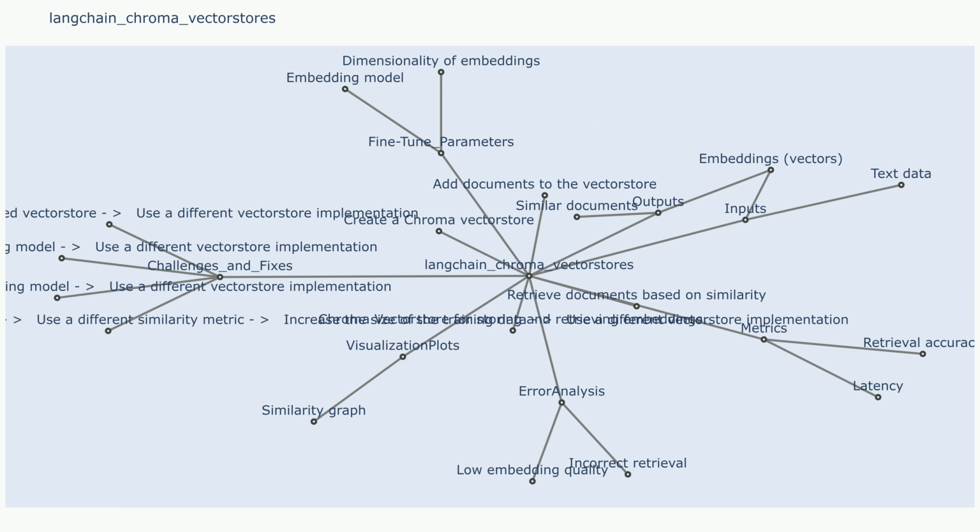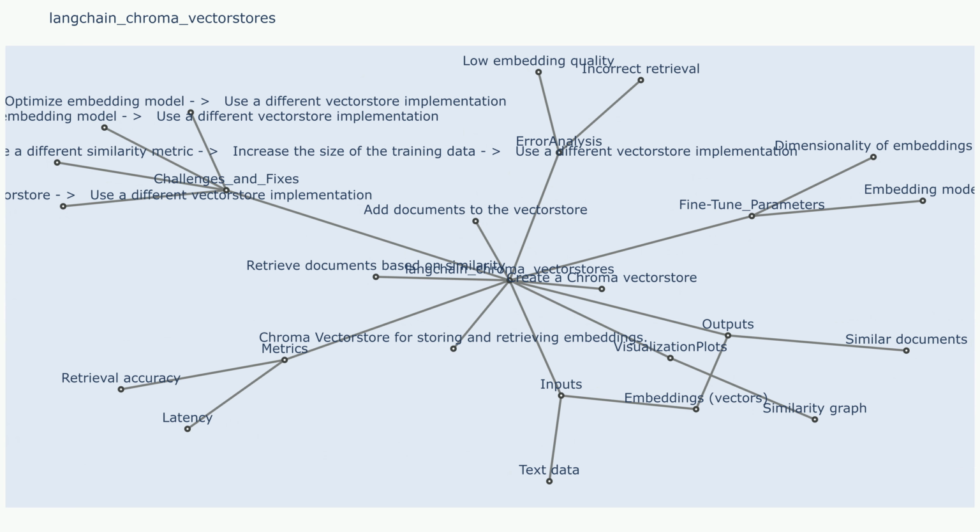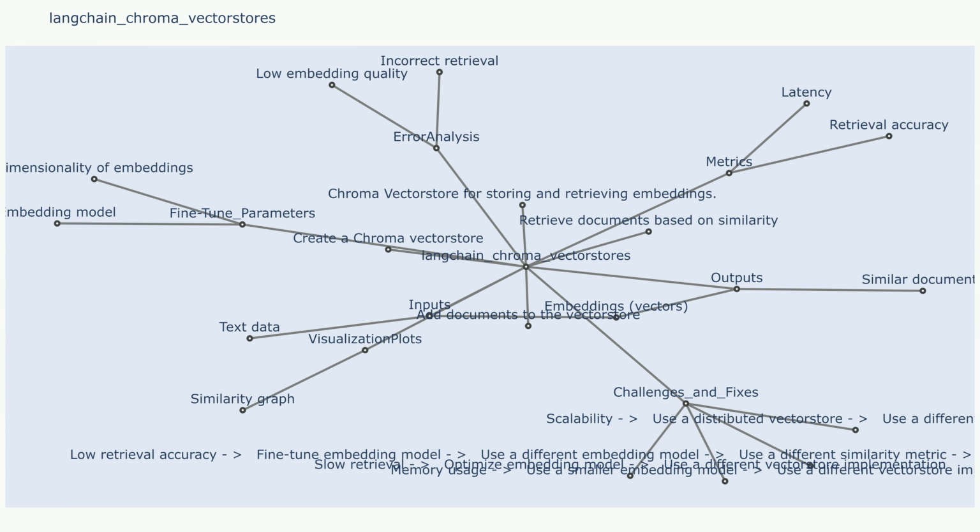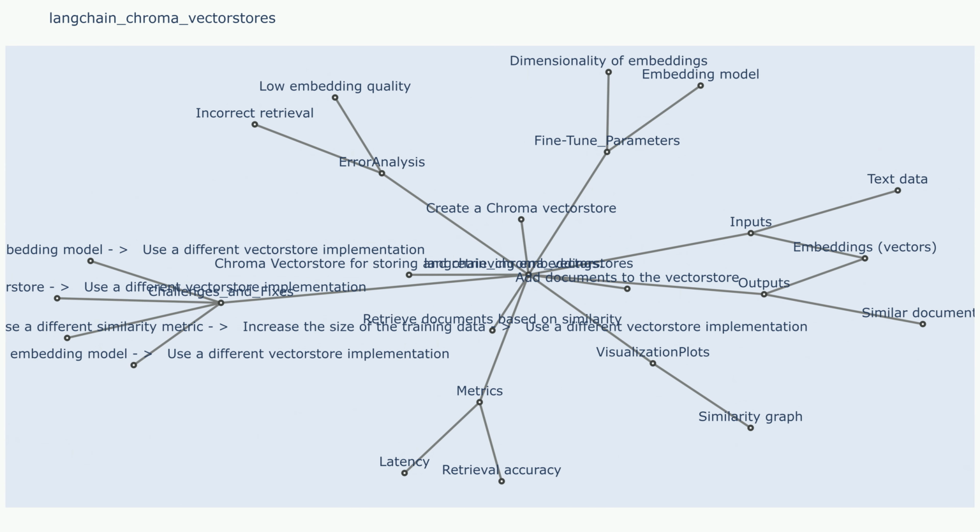Inputs: text data. The input text data that will be converted into embeddings and stored in the Chroma vector store. This can be raw text, documents, or any other textual content. Embeddings are numerical representations of the input text data, generated by an embedding model like sentence transformers, OpenAI's embedding API, or others. These embeddings capture the semantic meaning of the text.